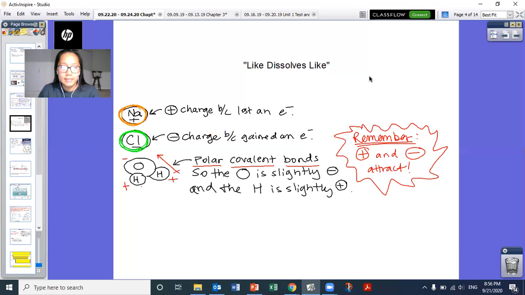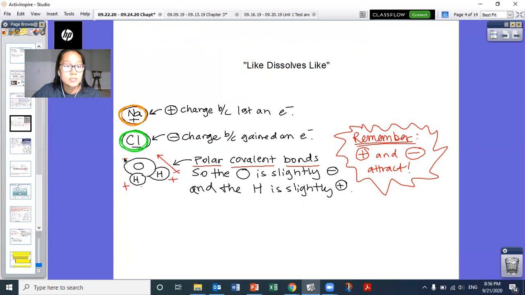So we keep talking about like dissolves like. And again, the Na, like we said, leaves an electron with the Cl. So it loses a negative charge. So the positives in the nucleus are no longer balanced. So it's more positive, right? So it's a positive charge. The Cl, since it gained the electron, now has an extra negative charge. So now its nucleus is no longer balanced and it is extra negative.